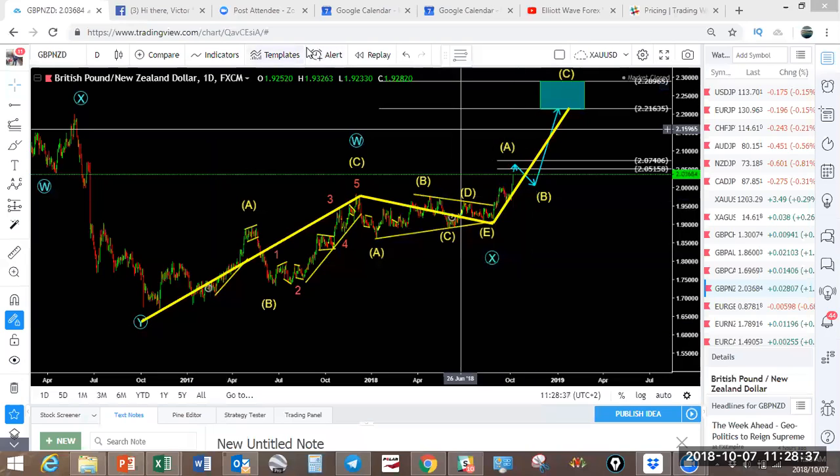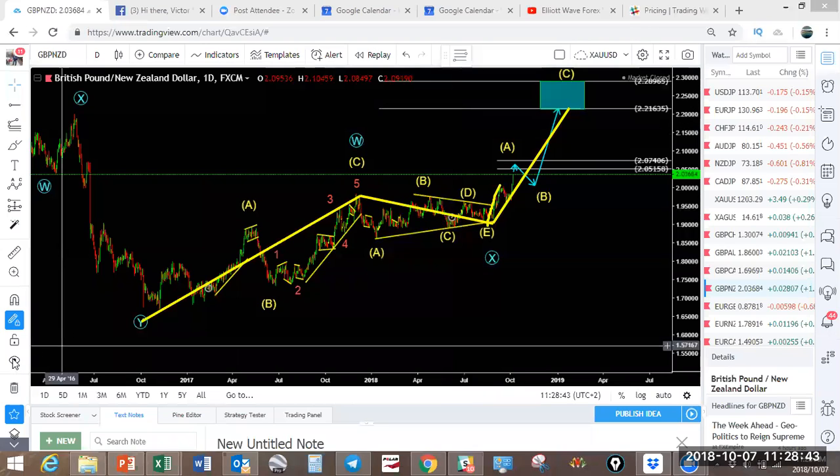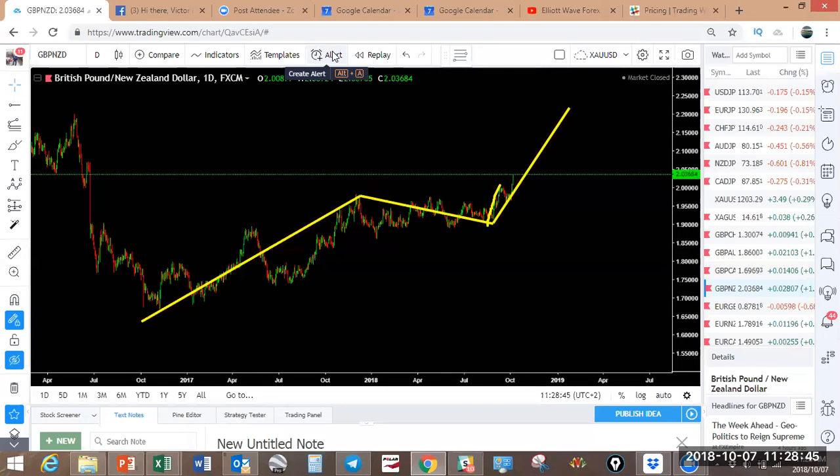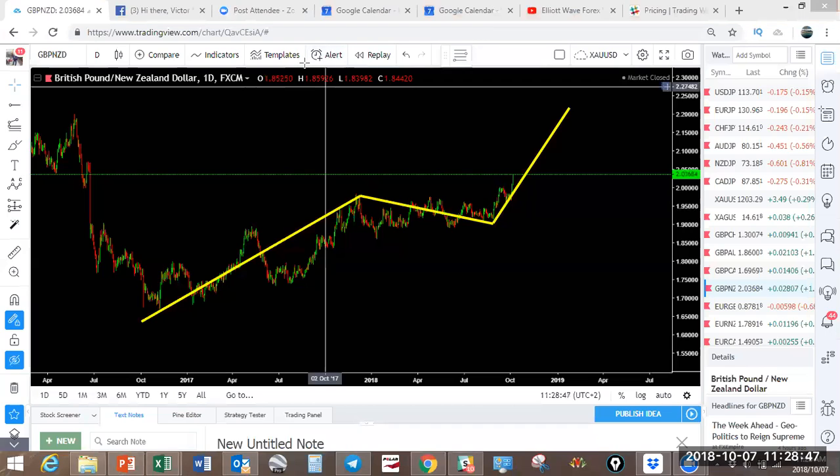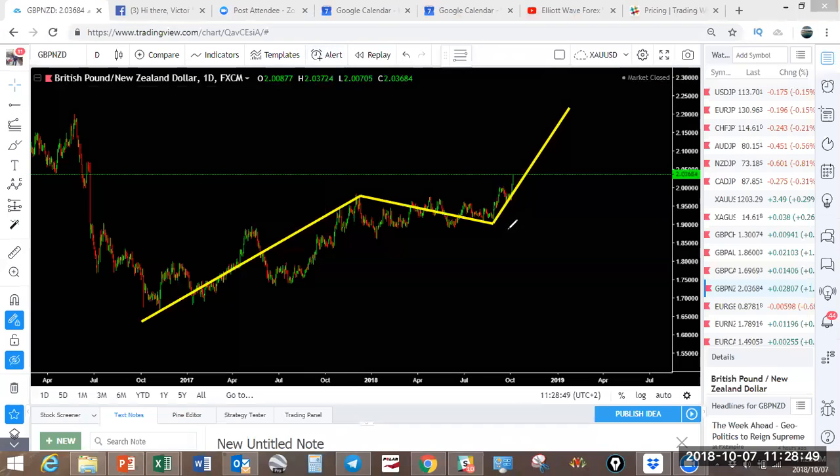So that is why we are now looking for this move to the upside from the triangle. We're looking for this to go all the way up to the blue box. Okay, we've already made this three-wave move from the triangle. 1, 2, 3. So this was the triangle. If you look at this, 1, 2, 3, 4, 5 completes there.